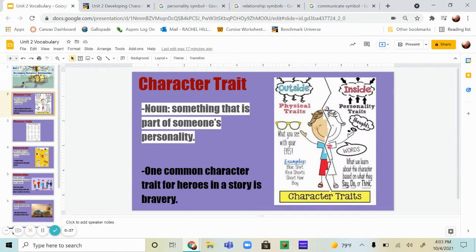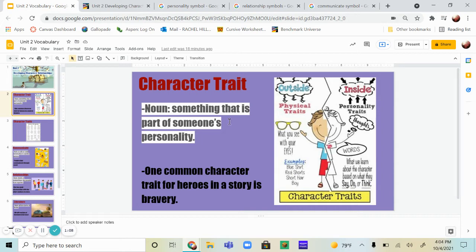Okay, so we are going to start with this term character trait, which goes back to what we were talking about yesterday. A character trait is something that is part of someone's personality. So when we look at this picture over here, where sometimes we have outside physical traits, we're thinking more about the inside, the personality traits, the things that we notice that are revealed by a character's thoughts and words, what they do or say or think.